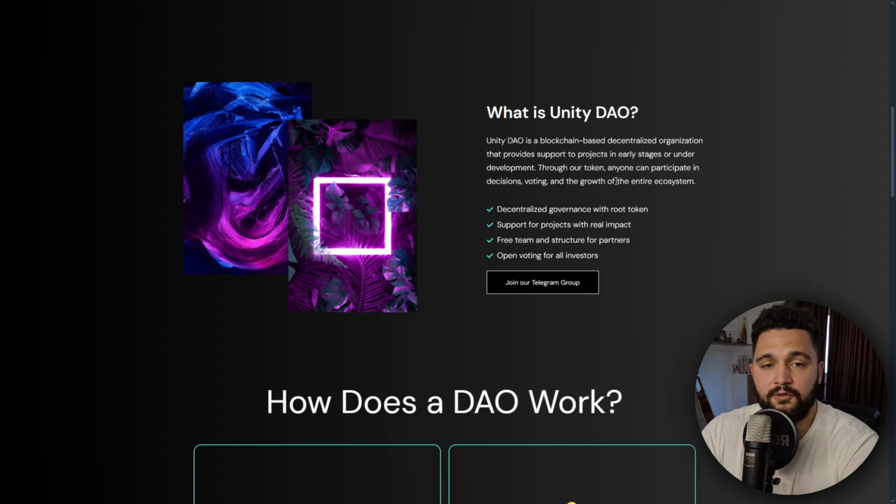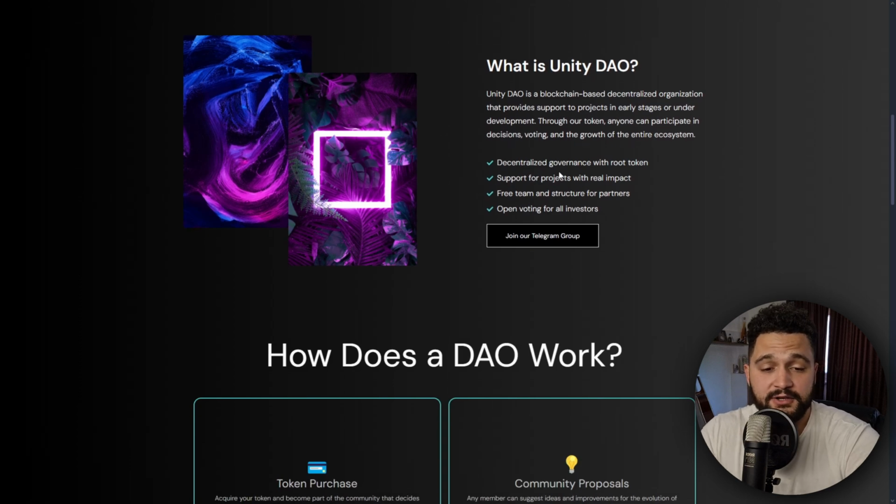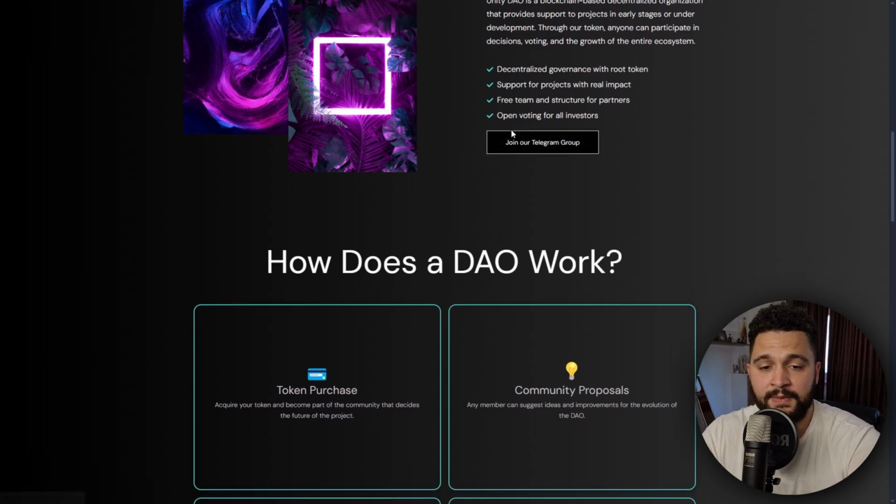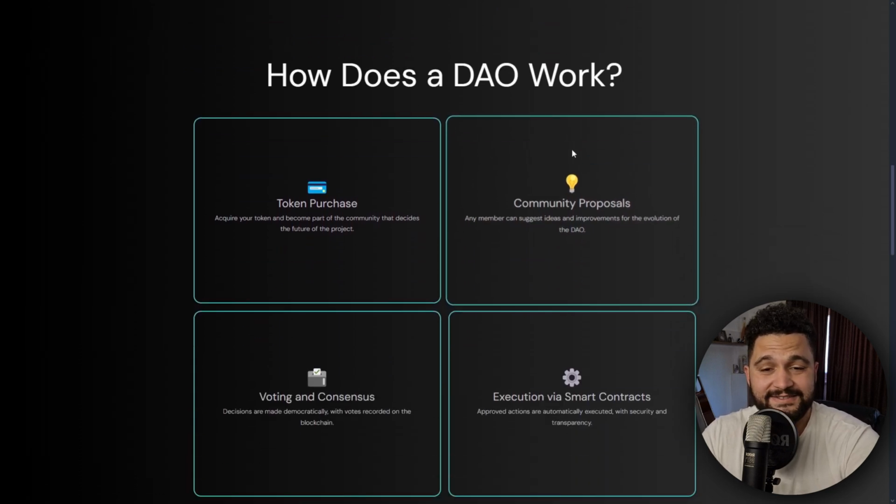So, their DAO has the purpose to decide on different projects and what will happen with those projects. Will they support it or not? It will pass the community vote that is recorded on the blockchain. Central governance with the root token is one of the features. Support for projects with real impact, free team and structure for partners, open voting for all the investors.